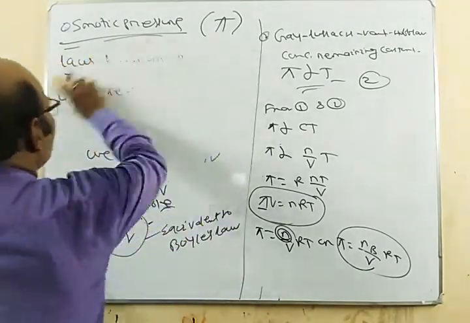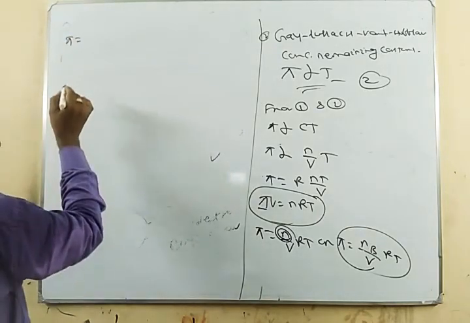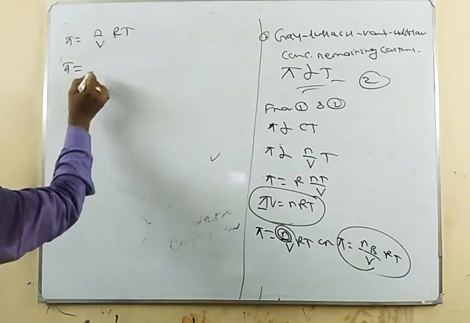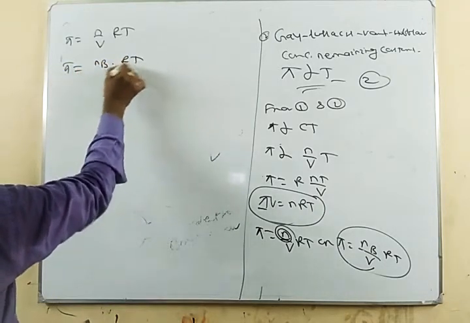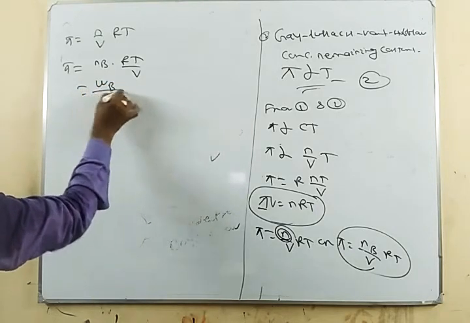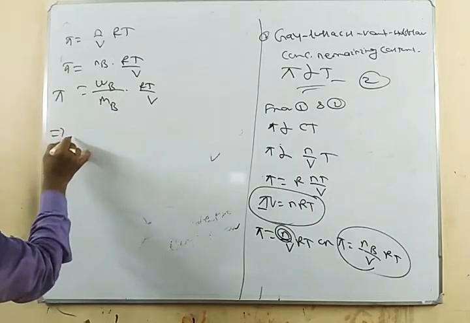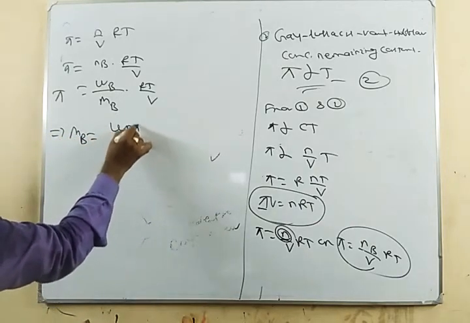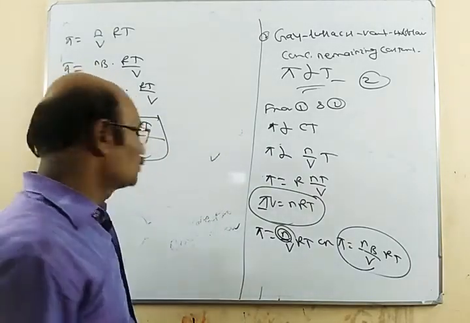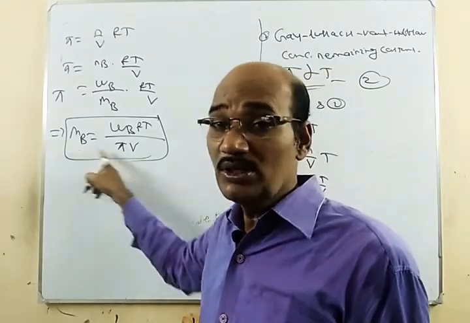So pi is equal to n by V RT. And n_B, the number of moles of solute, is the mass of solute W_B by M_B, so pi equals W_B by M_B into RT by V. This implies M_B is equal to W_B RT by pi V. So in this way we can calculate the molecular mass of solute from the osmotic pressure.